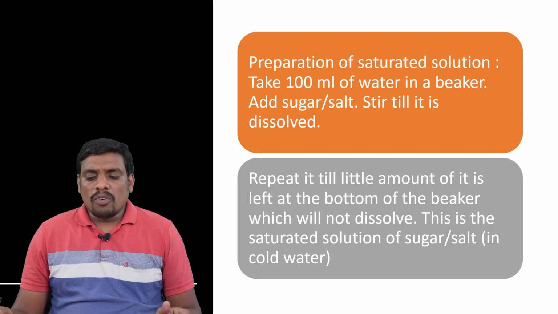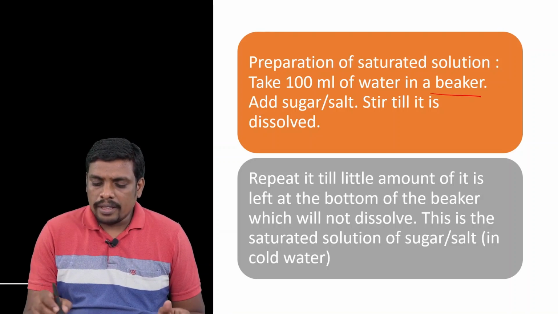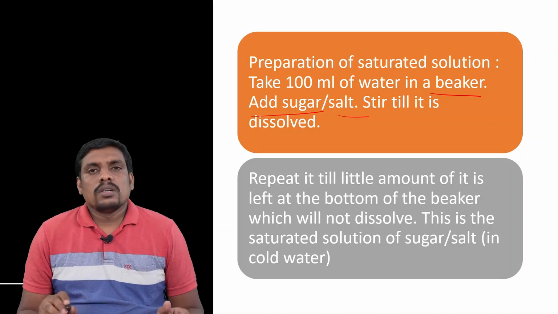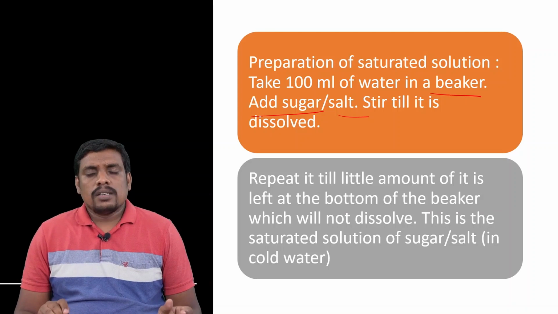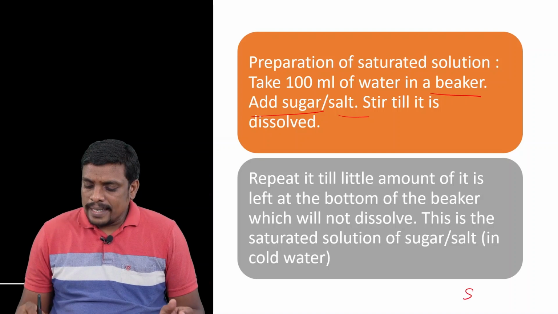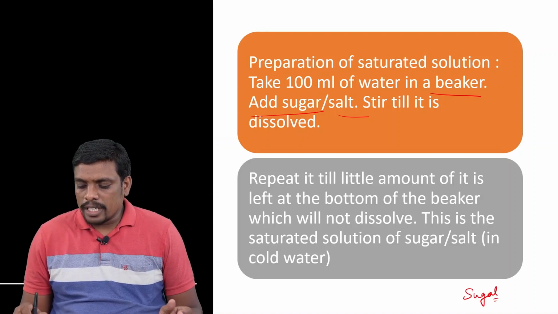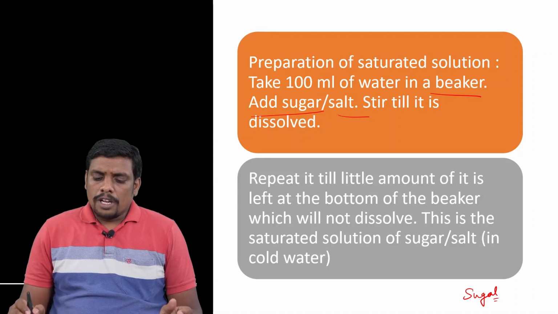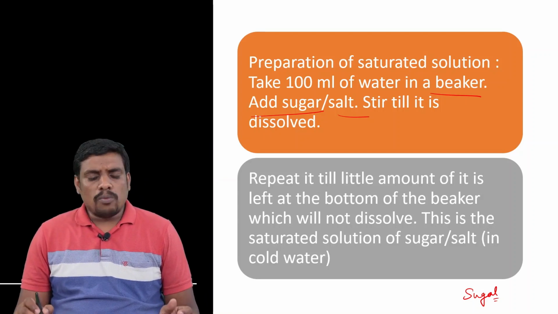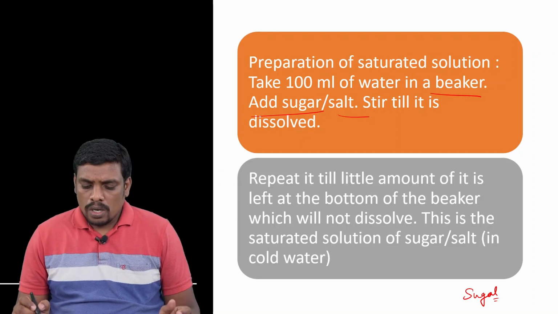Take 100 ml of water in a beaker, then add sugar or salt. Stir it well until it is dissolved in the water. Now, if the salt or sugar dissolves in the 100 ml of water, then it is called a saturated solution. Repeat it till a little amount of it is left at the bottom of the beaker. Now, this is called a saturated sugar solution. If you take salt, then it is called a saturated salt solution.